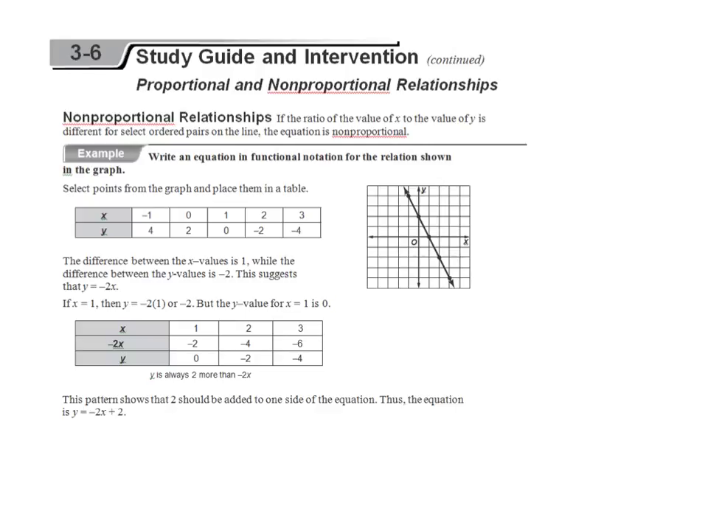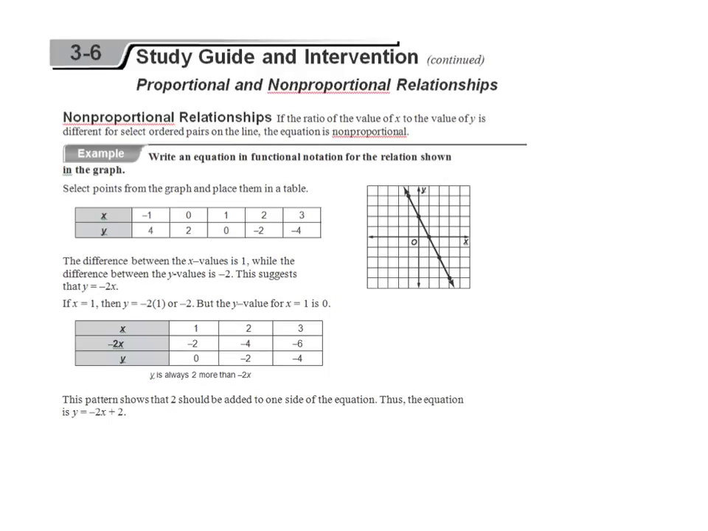Now let's take just a little bit of time to review non-proportional relationships. So if the ratio of the value of x to the value of y is different for select ordered pairs on the line, the equation is non-proportional. Also, if the graph of the function does not go through the point 0, 0, then you have a non-proportional relationship. So let's just take a look at an example here of this graph and the table.